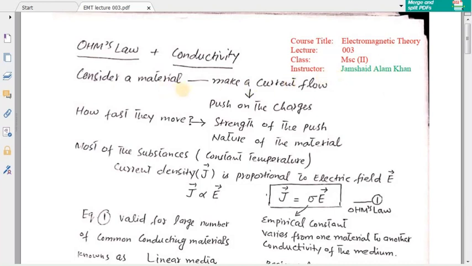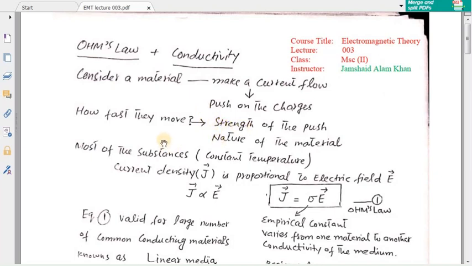Consider a material, and if you want to make a current flow through that material, you must push the charges. And if the charge moves through that material, current is constituted in that material, and the question arises: how fast do they move in that material? The answer is, first, the strength of the push, and second, the nature of the material.